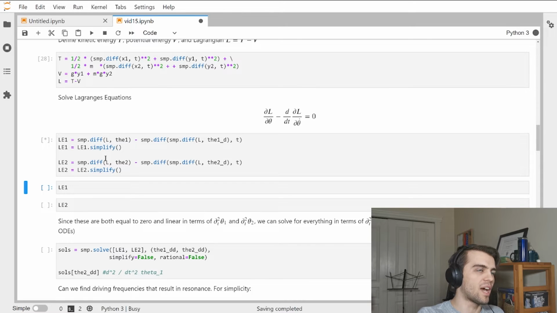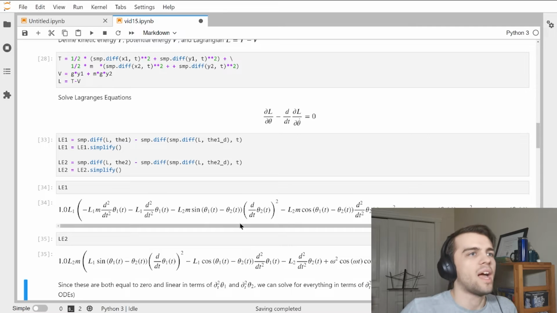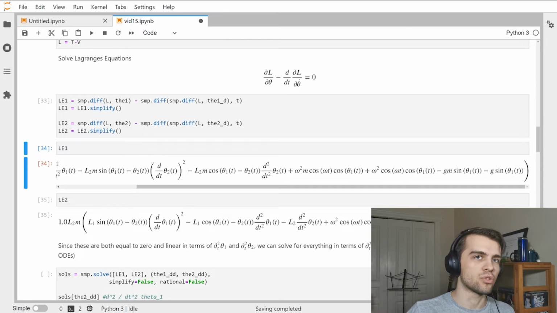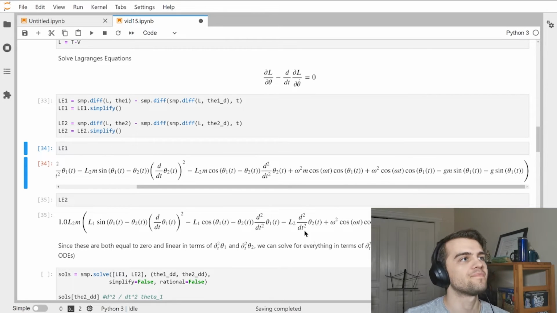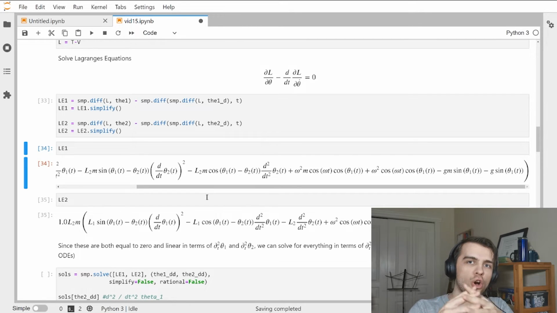And so now, once it finishes running, I can look at the two Lagrange's equations. And what that says is that everything in these two equations, everything here is equal to 0, and everything here is equal to 0. That's how it's stored in Sympy. Now, the question is, how do we take these two equations and solve the equations of motion?